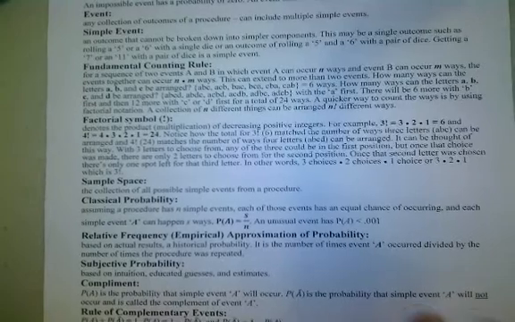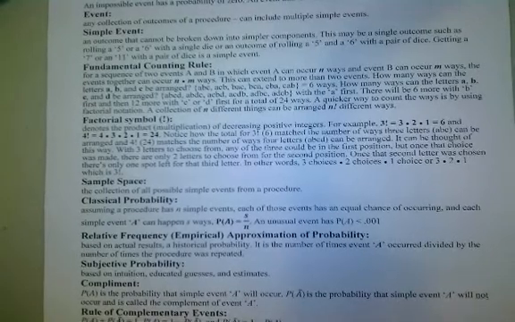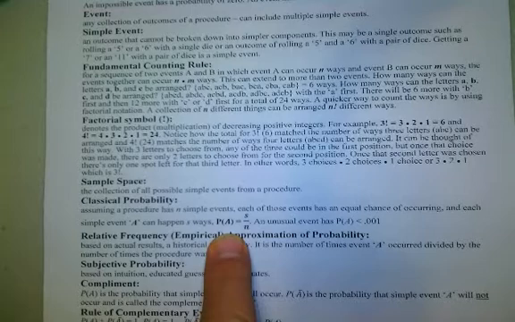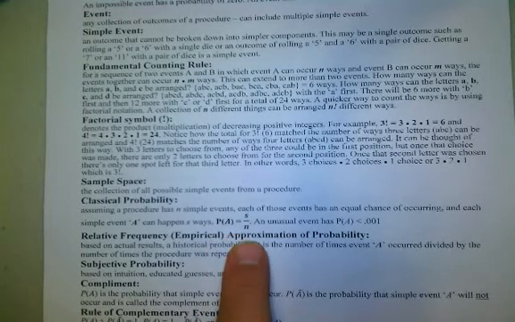All right, a sample space is the collection of all possible simple events from a procedure. And then there are several types of probability that we're looking at in this first section. There is classical probability, which basically assumes a procedure has n simple events. Each of those events has an equal chance of occurring, and each simple event A can happen S ways. And so what we would write is the probability of A equals S over N. There's that ratio, there's that fraction.